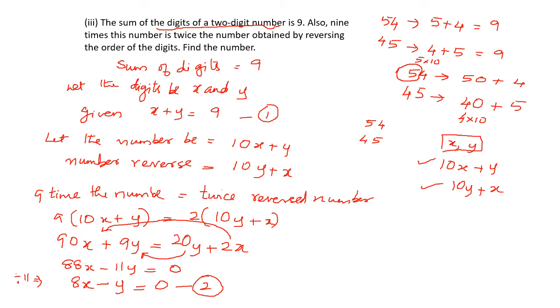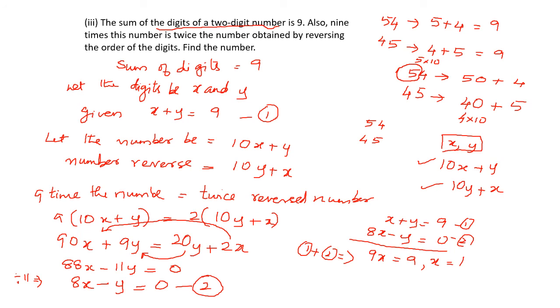So you got two equations, children. The first equation is x plus y equal to 9, and the second equation is 8x minus y equal to 0. Now we have the same y here, so we can just add. This is 1 and this is 2. If you simply add 1 plus 2, you will get 9x is equal to 9, or you will get x equal to 1.